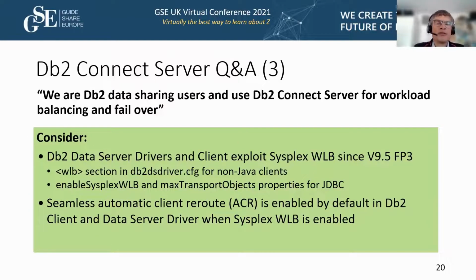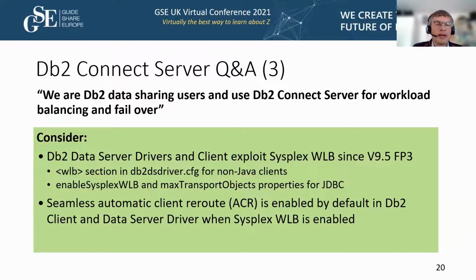Lastly, the third argument for Db2 Connect server: from a data sharing perspective, we use Db2 Connect server for workload balancing and failover. That's also fair, that's also valid for the past. Meanwhile, we have some improvements here on the data server driver and client side. As you see, there was a major improvement with version 9.5, more than 10 years ago, when IBM introduced this, which allows clients and drivers to configure sysplex workload balancing directly for a Java or JDBC, or a non-Java application.